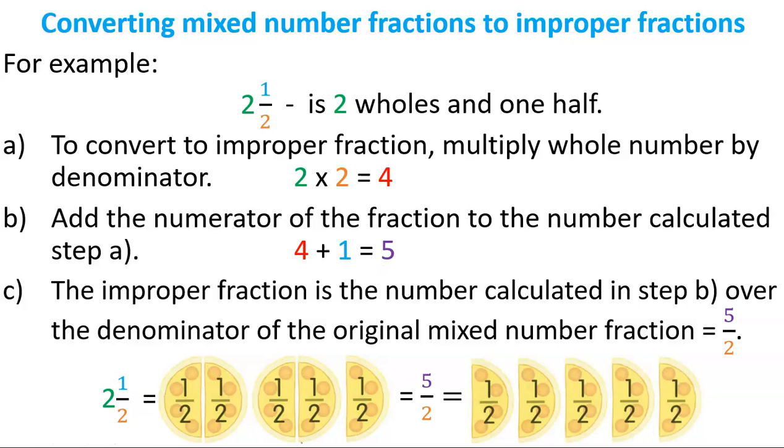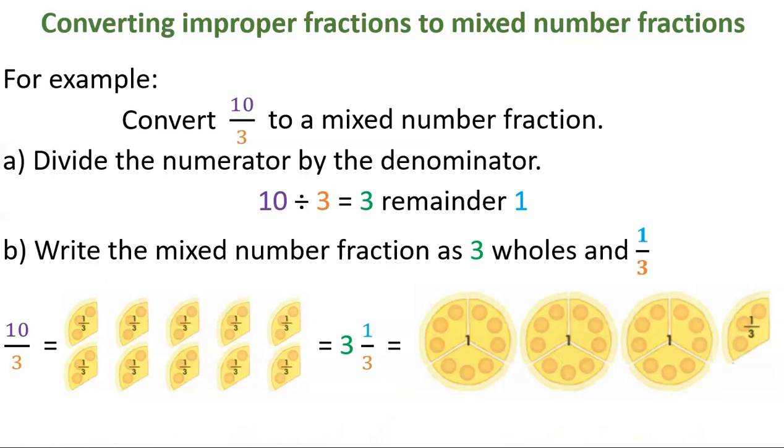So what does that give us at the end? Well, 5 becomes my new numerator of my improper fraction. My denominator remains the same, which is 2, as we can see. And this image down here will hopefully help us see that 2 and 1/2, which I've shown here with half pizzas, is the same as 5/2. So this is a mixed number shown as an improper fraction.